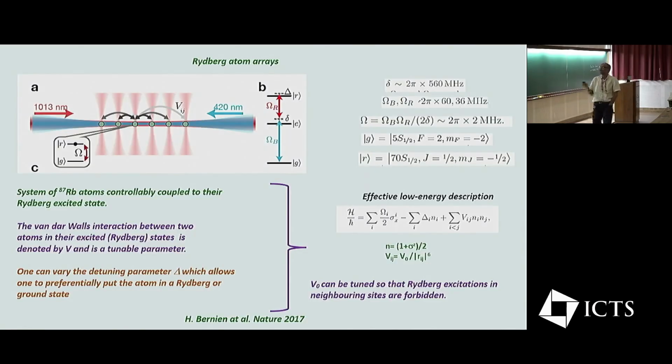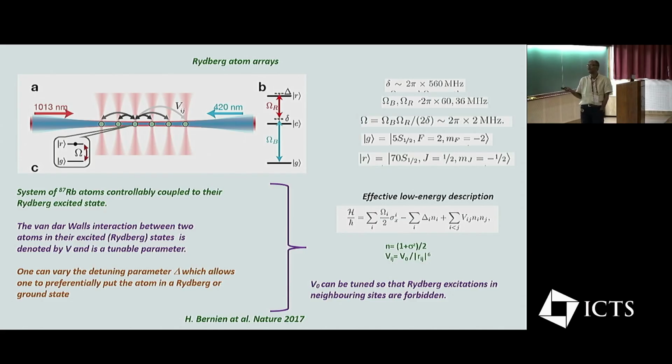Okay, so here is the experimental system. You have a bunch of Rydberg atoms which are subjected to Raman lasers, and this system of Rydberg atoms are controllably coupled to their Rydberg excited state. Now, in the excited state, there is van der Waals interaction between these two atoms, and this is denoted by V in here. So this V, its amplitude V0, is a tunable parameter, and it can be tuned so that the Rydberg excitation in neighboring sites or a few neighboring sites are forbidden. This phenomenon is very well known. It's known as Rydberg blockade.